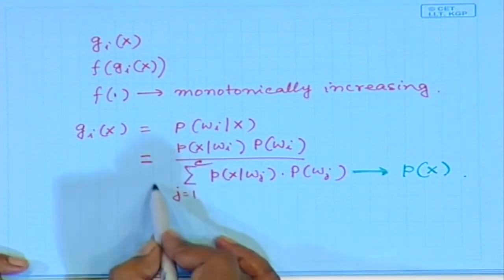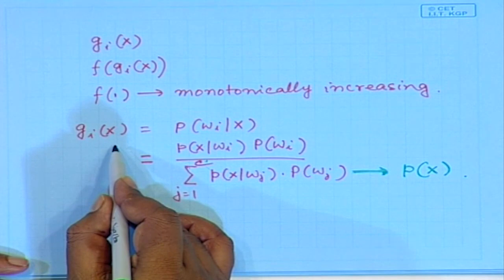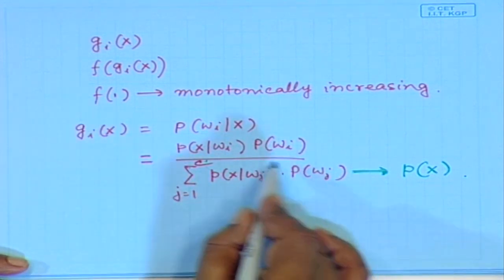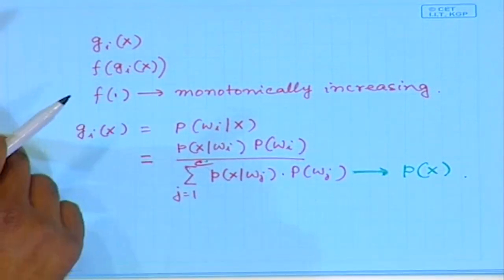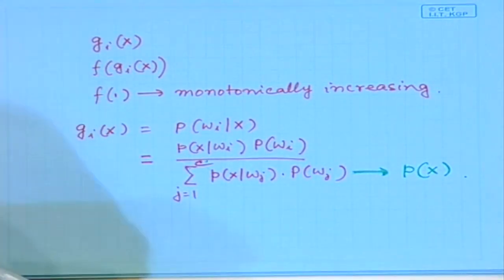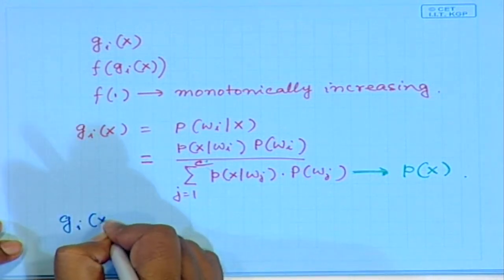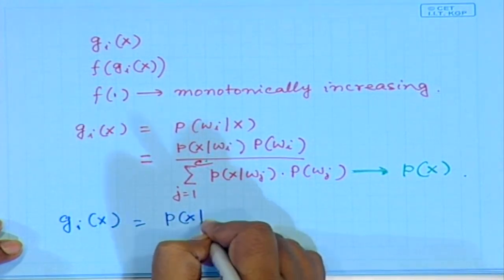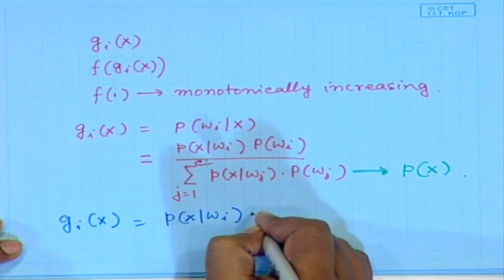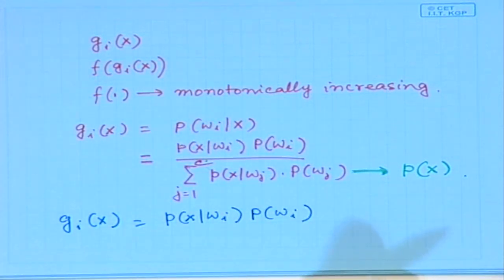Because this term appears in the denominator of all the discriminant functions, for every value of i, I can simply remove it when I design my discriminant function. So, my discriminant function will simply be g_i(x) equal to p of x given omega_i into p of omega_i. This will be my g_i(x).